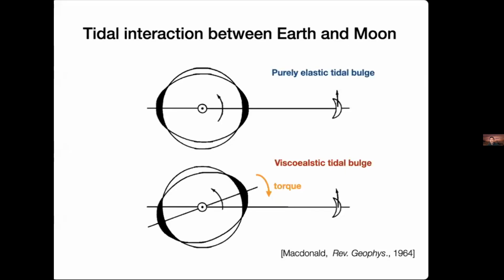This lunar recession takes place, of course, by tidal interaction between Earth and the Moon. Because of lunar gravity, Earth deforms like this, and this deformation is called the tidal bulge. If Earth is purely elastic, its tidal bulge always points to the Moon, but the actual Earth is not purely elastic, it's more like viscoelastic. So it takes some time to adjust itself to lunar gravity. And because Earth is rotating faster than the Moon's orbital motion, this delay in tidal response results in a torque applied by the Moon, in a sense, to slow down Earth's rotation. And at the same time, the Moon moves away from Earth. This means that if you go backward in time, the Moon was closer and Earth was spinning faster.